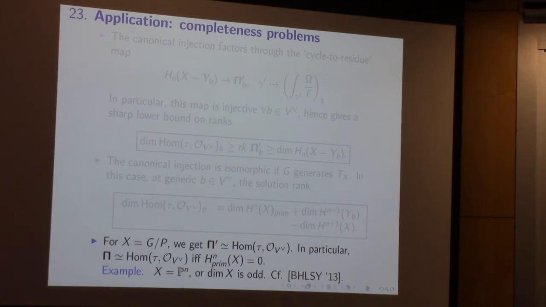As an example, if you specialize to the projective space case, or that the dimension of x is odd, you get back the earlier result of Bloch, Huang, and so on. Okay? So this solves the old completeness problem that I mentioned earlier.